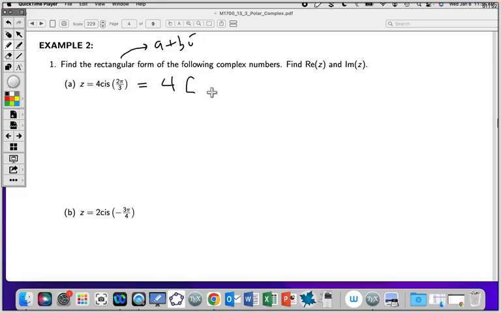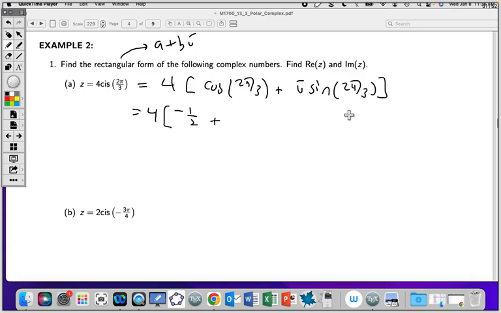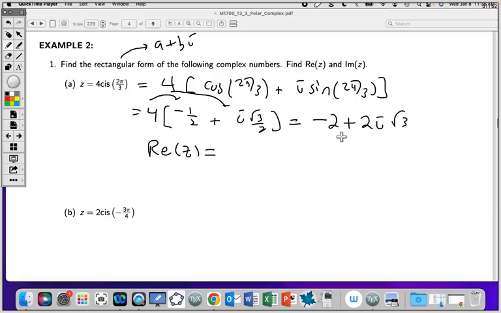So 4 cis 2 pi over 3 means 4 times the quantity cosine 2 pi over 3 plus i sine 2 pi over 3. That's 4 times the cosine of 2 pi over 3, that's negative a half. The sine of 2 pi over 3 is root 3 over 2. Now I'll just distribute this through, and I get negative 2 plus 2i square root of 3. So the real part of z would be the real number there, negative 2. The imaginary part of z is the coefficient of i, which would be 2 square root 3.